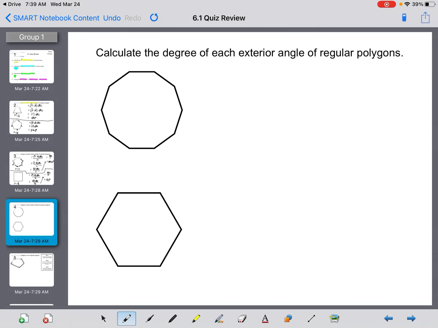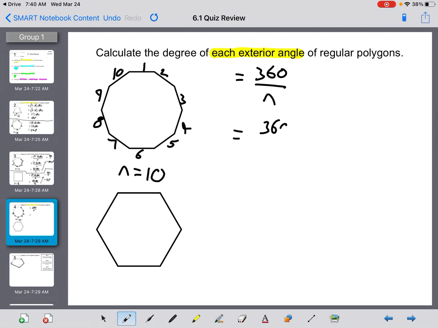Okay, next section, calculate the degree of each exterior angle of regular polygons. Each exterior angle, okay? This is the easiest one because it's 360 divided by the number of sides. So we have a 10-sided figure, okay? So we get 360 divided by 10, which is just 36 degrees.